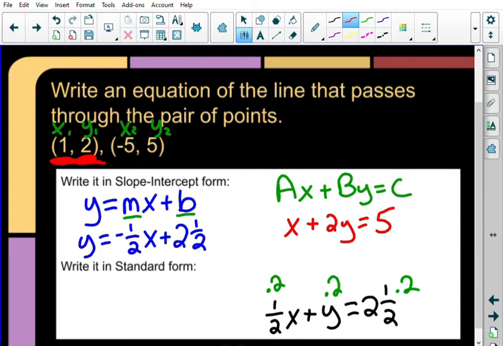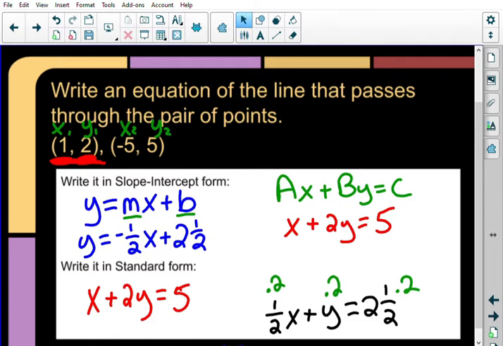Now we have no more fractions. Our a value, which is 1, is positive. Our b value is 2, and our c value is 5. So standard form: x plus 2y equals 5. That's how you put them in both forms.